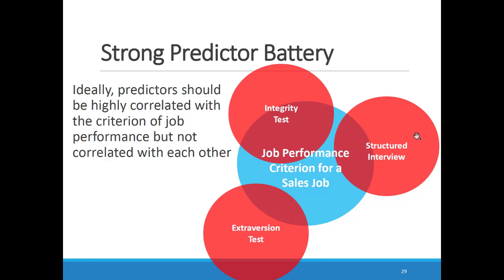So remember from chapter 6 that our interviews should have structure to them in order to be valid. So having the same questions across different interviewees, having the same amount of time that the interviewees are allowed to use, and having a panel of people who are judging. So our structured interview is the second predictor. And the third predictor could be an extroversion test. And you can see that each of these overlaps with job performance, and that's what we would hope. That's what this is designed to represent.